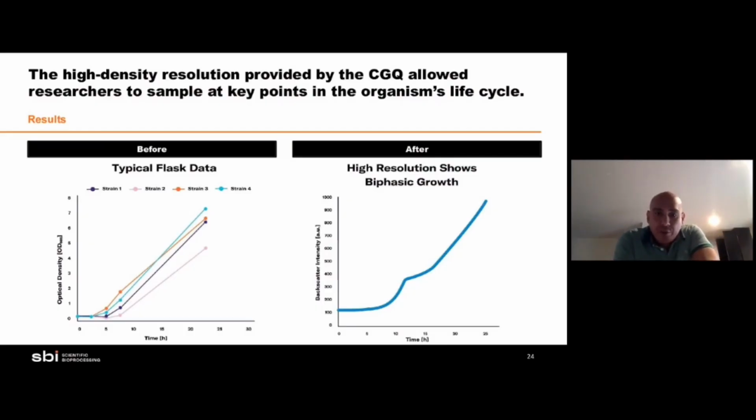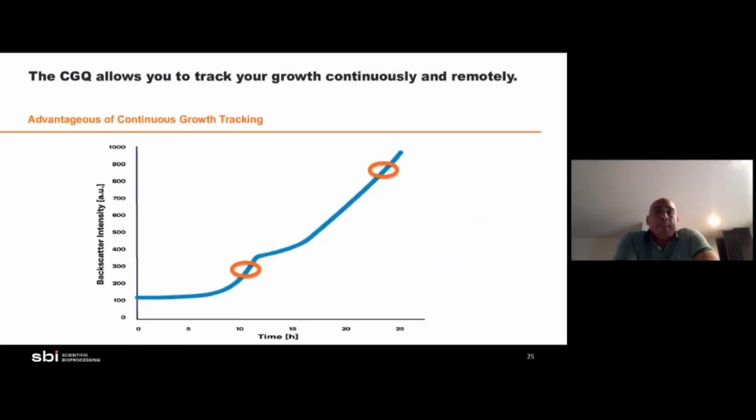Whereas with our continuous growth quantifier here, we can track the entire growth curve. So we see our first part of our curve where we're growing on glucose, we see our diauxic shift, and then we can track growth on those secondary metabolites. So the great thing about CGQ is that it allows you to sample at specific points in your curves that may be of interest to you.